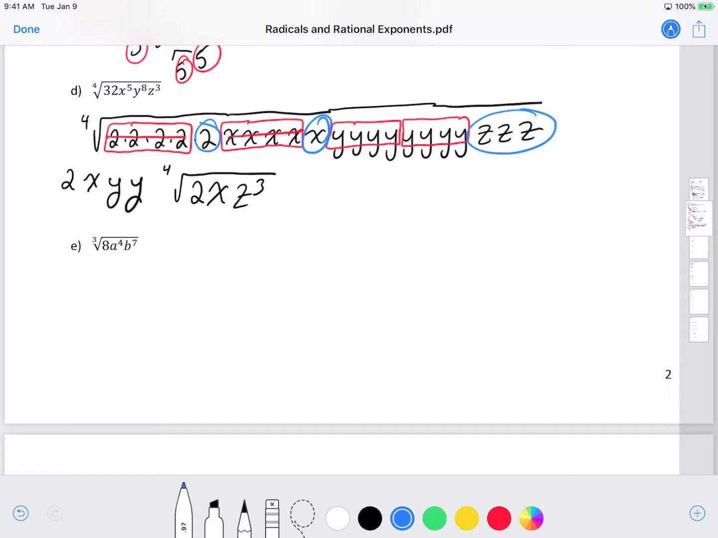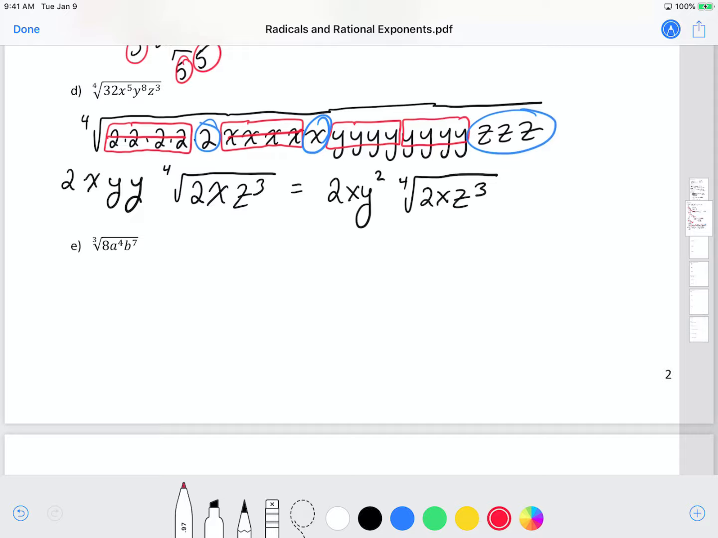That's what's left. And so when I finish cleaning this up, on the outside of the radical, what we pulled out was 2xy squared, because I have the y times the y. And then what's left under the radical, I still have the 4th root of 2xz to the 3rd. Now, I wrote out all those x's and all the y's and all the 2's and all the z's so that you can see the process in which I go through. But there is a shortcut, and you don't need to do that every time.